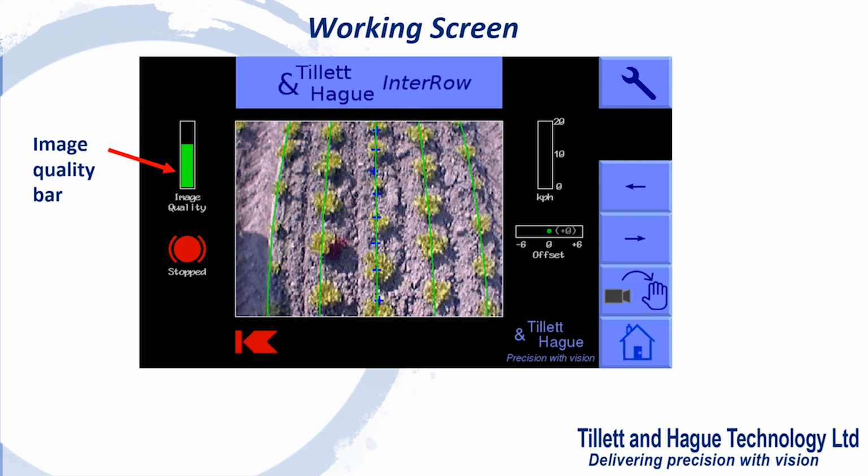An image quality gauge to the left of the screen gives a relative indication of likely tracking performance. The higher the green bar, the better. A low bar indicates either a poor template match or poorly defined crop rows. Guidance will, under most circumstances, operate down to an indication of approximately 20%.